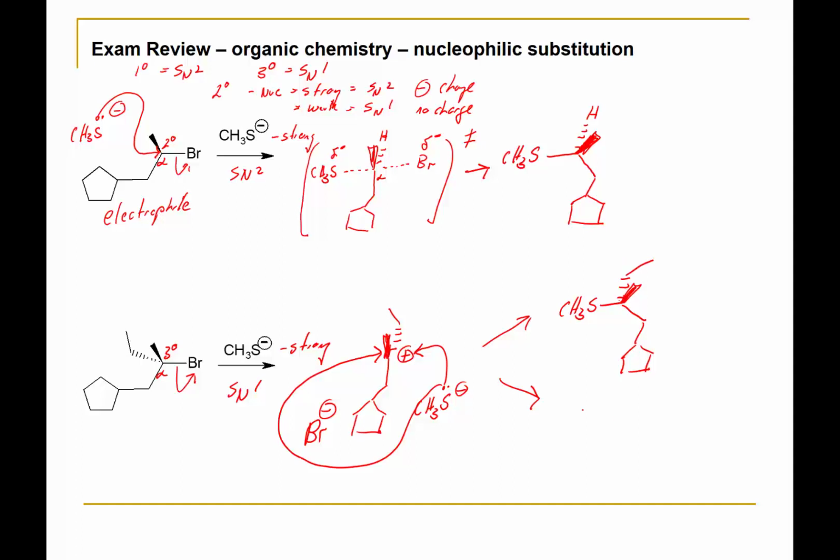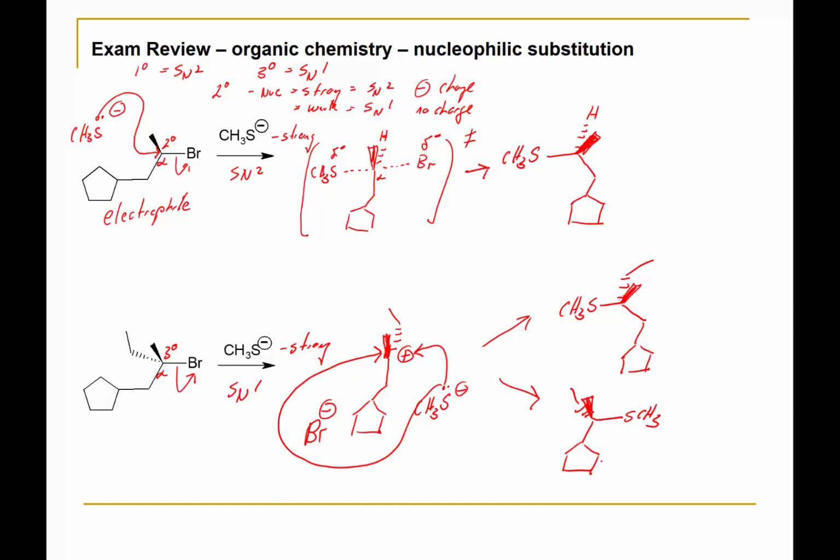In terms of the other product, it actually looks pretty similar to the original reactant, except that the bromine will now be replaced with the SCH3. We have the CH2, CH3 going back. We have our methyl group coming out at us. And then, of course, the ring structure.